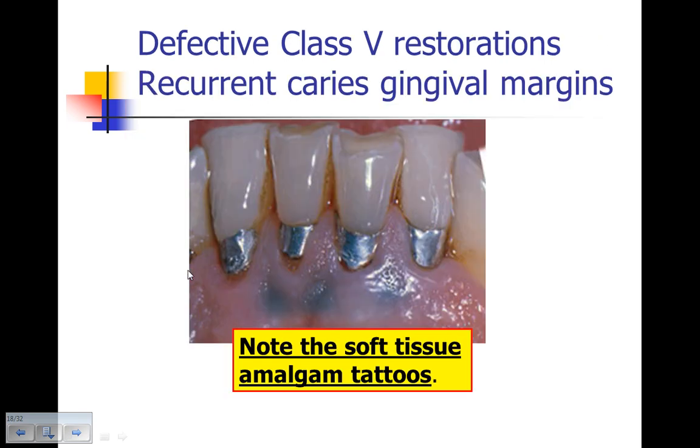Or around these defective Class V amalgam restorations where I have root softening on these cervical areas of 3 of the lower incisors. It's soft and sticky. We can see that during the placement some of the amalgam must have fallen into bleeding gingiva because we can see amalgam tattoos around these restorations.